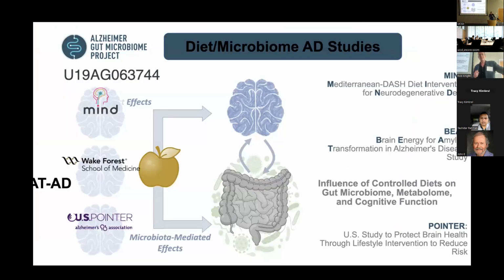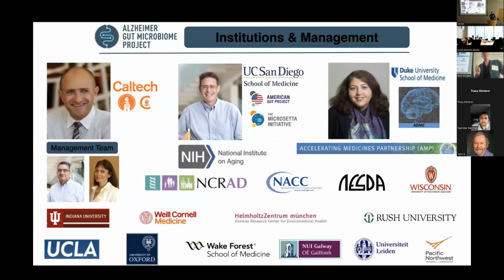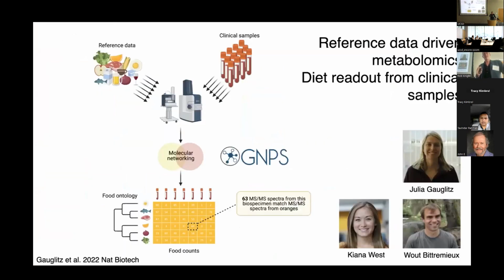So we're working on this in the context of Alzheimer's on a large NIA-funded project, where what we're doing is we're piggybacking on a number of different studies that are doing dietary interventions and then reading out the microbiome and metabolome. This is another one of these large consortium projects. I'm not going to read everyone on this slide, but it's led here and Caltech and Duke University. And one of the signature achievements of the project so far has been better ways of reading out diet, not from the microbes, but from the metabolites they produce.